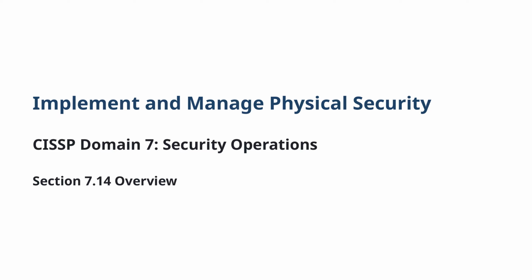In this section, we focus on the theme of implementing and managing physical security. As part of CISSP Domain 7 on security operations, specifically Section 7.4, we'll explore foundational concepts related to physical security measures. Our aim is to equip you with strategies for effectively safeguarding your organization against physical threats. This knowledge is integral in fortifying your overall security framework. Now, let's dive into the principles and best practices in physical security implementation and management.